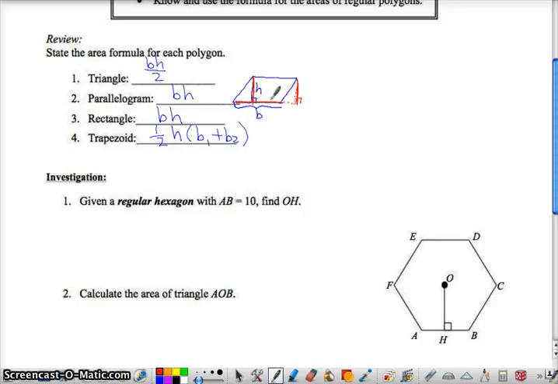A rectangle is base times height, and a trapezoid is 1/2 height times base 1 plus base 2. Or sometimes people like to write it like this, base 1 plus base 2 divided by 2. These two things multiplied together divided by 2. So you can put the 1/2 in front, same up here, you can put the 1/2 in front, or you just multiply together, divide by 2, multiply together, divide by 2.